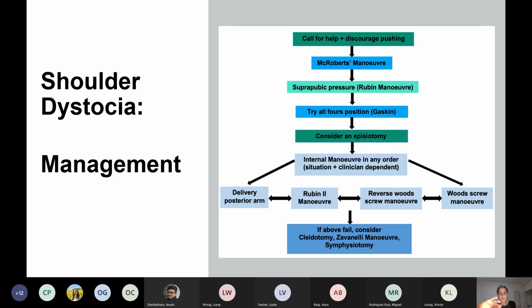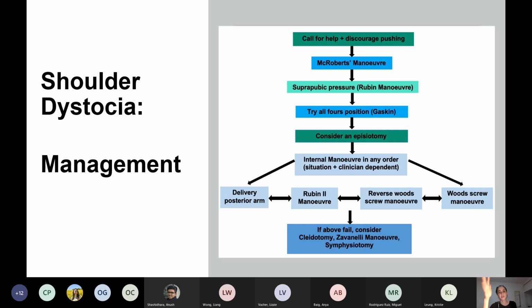So then if those things don't work, and you really want those to work, otherwise they're in trouble, you can try internal manoeuvres. The one you use depends on the situation and the clinician, because some will have used some and some won't have used others, and they might have found that some work better whenever they've tried them. So these are the different manoeuvres that you can try. I'm not going to go through them all because you don't really need to know them. You just need to know what you do to start with.